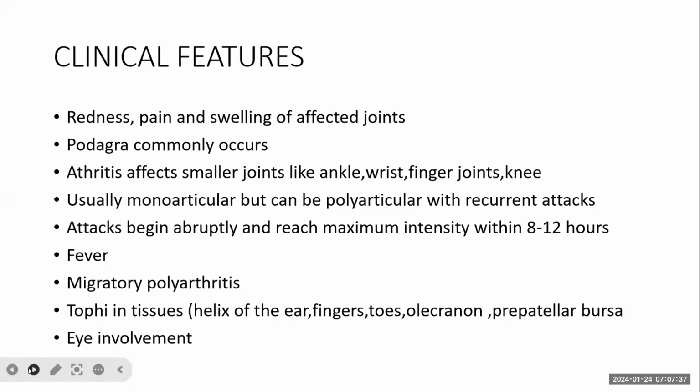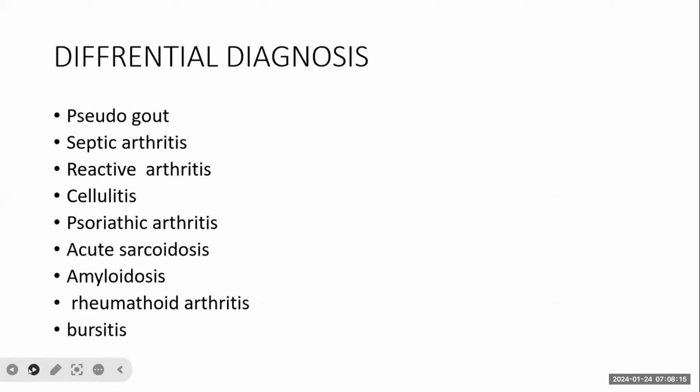So the clinical features include redness, pain, and swelling of the affected joints. It's important to note that podagra is common, but gout usually affects the small distal joints, usually asymmetrically, when compared to other differentials like pseudogout. It's also important to note that the attacks are abrupt and reach a maximum intensity in about 8 to 12 hours. The patient may have fever, migratory polyarthritis, and there might be deposition of urate crystals in tissues, forming what we refer to as tophi.